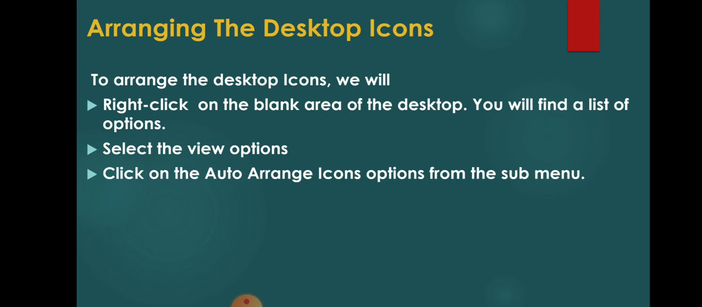We will right click on the blank area of the desktop and then we will find a list of options. From there, we select the view option and we will click on the auto arrange icons option. And then all the icons will get arranged on the desktop.